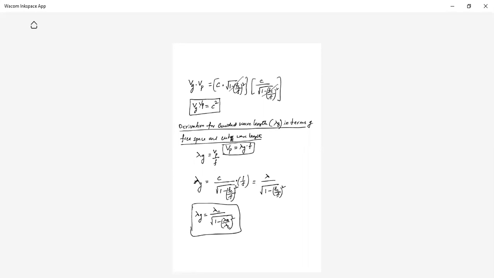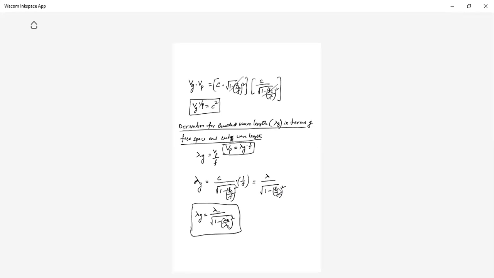Suppose they ask you to derive the expression for guided wavelength. In addition, you need to write the derivation for Vp also, which we already derived earlier. Then lambda g is equal to Vp by F, where Vp is C by root of 1 minus (Fc by F) whole square, into 1 by F. Then lambda is equal to C by F, which in free space you can write as lambda naught, by root of 1 minus (lambda naught by lambda c) whole square.